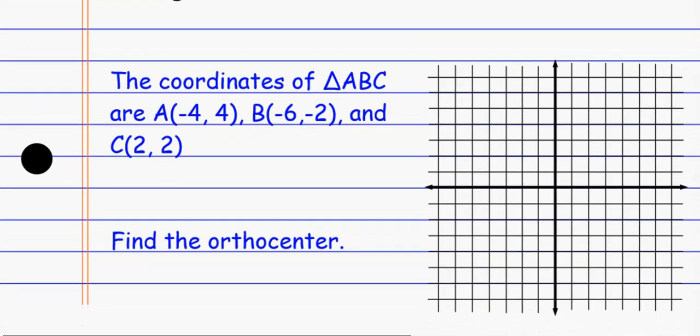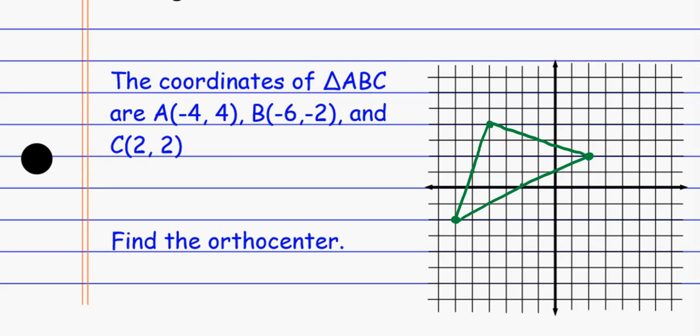So if I look at something like this, the coordinates of triangle ABC, let's plot these. I've got A at -4, 4. I've got B at -6, -2. I've got C at 2, 2. And so I can draw this triangle. I'm trying to draw it accurately. There we go. So I've drawn the triangle. I want to find the orthocenter.